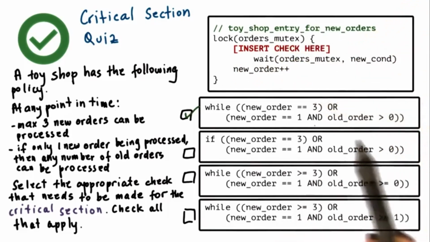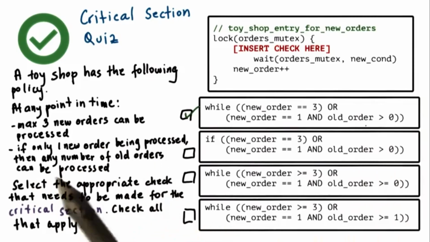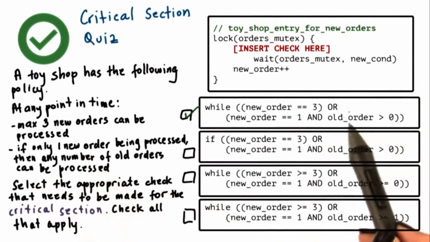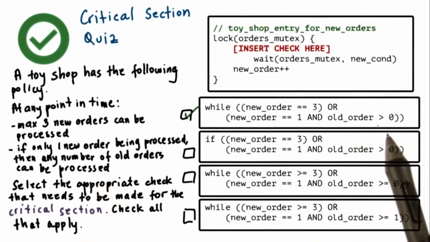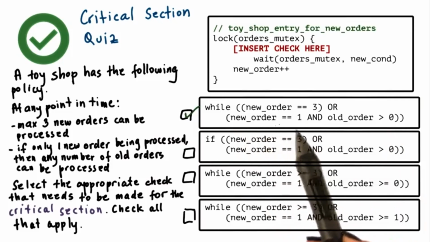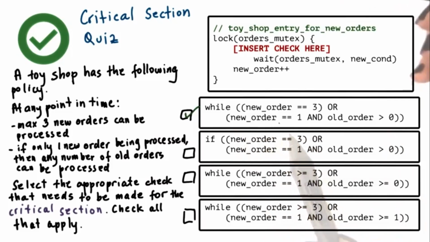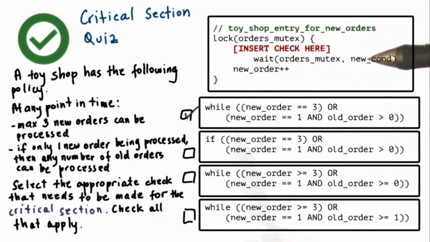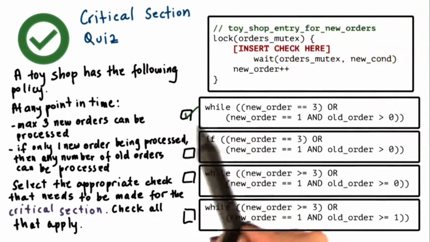The second part of this statement also perfectly aligns with the second part of the policy. If we have a situation in which there are some number of old orders in the system and one request for a new order has already entered the toy shop, then any incoming new order will have to be blocked at the wait statement. So this answer is correct.